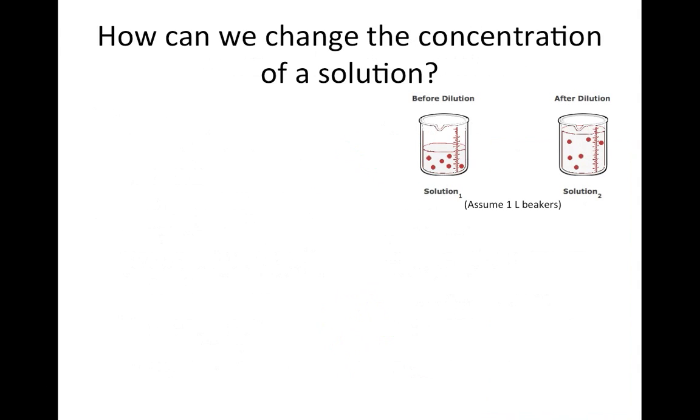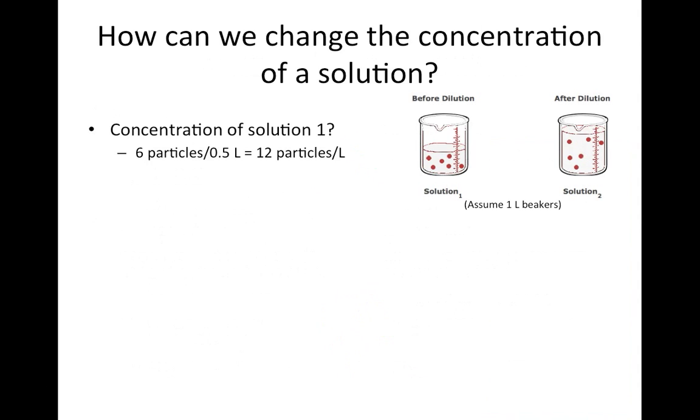That scenario is something like what is pictured on the screen here. Assume that these beakers are 1 liter beakers. Let's figure out the concentration of solution 1 on the left. There are 6 particles in half a liter of solution, so the concentration is 12 particles per liter. Solution 2 on the right has a different concentration than solution 1. Notice that there are still 6 particles in solution 2, but the volume has been doubled from half a liter to 1 liter. Therefore, the concentration is 6 particles per liter. Solution 2 is only half as concentrated as solution 1.